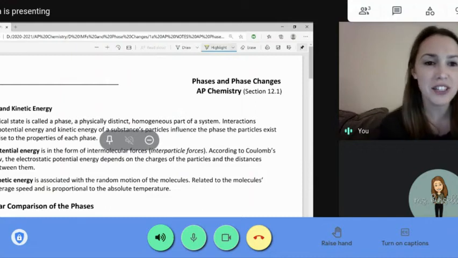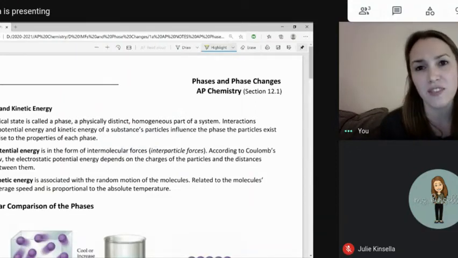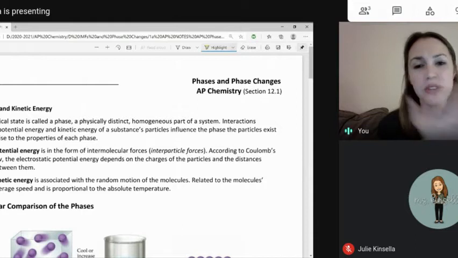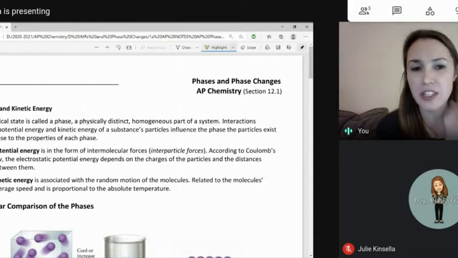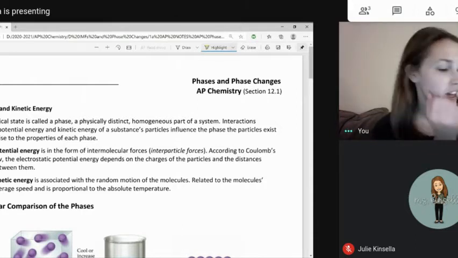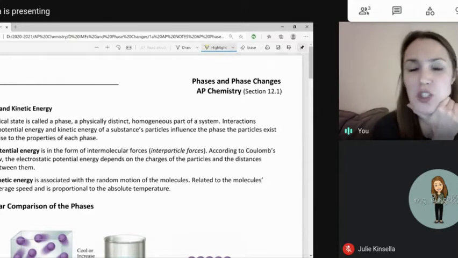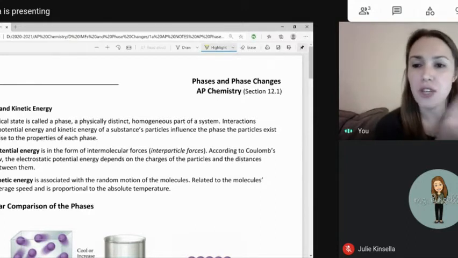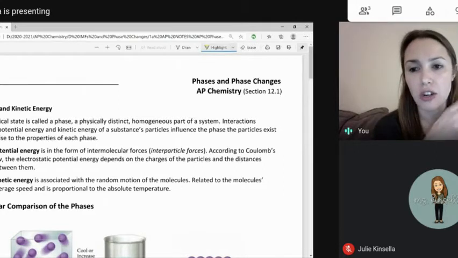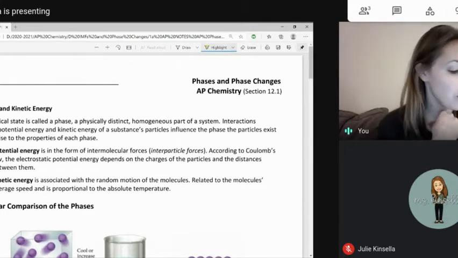All right, so we are going to get started going over some stuff on phases and phase changes today, what you need to know about solids, liquids, and gases, and various endo-exothermic phase changes. All right, so first off, when we talk about phases and phase changes, potential and kinetic energy are going to be involved, and you're going to see this discussion roll on as you move through this unit.